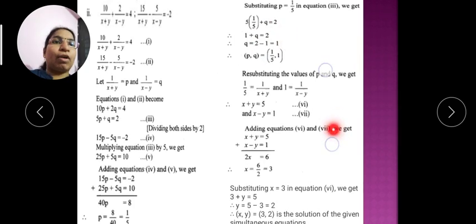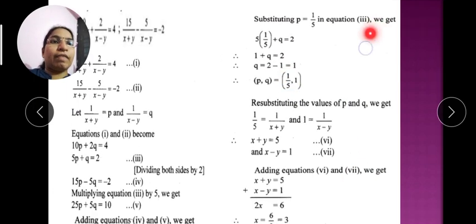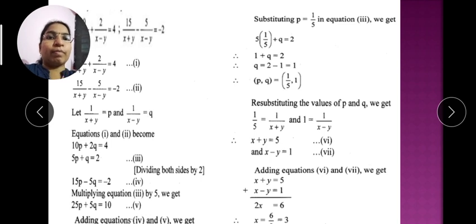After getting the value of p, substitute in any equation. So I choose the third equation here: 5p plus q is equal to 2. What is p? P is equal to 1 by 5. So 5 into 1 by 5 plus q is equal to 2. So 1 plus q is equal to 2. Q is equal to 2 minus 1. Q is equal to 1. So these are the values we got: 1 upon 5 and 1 for the values of p and q.